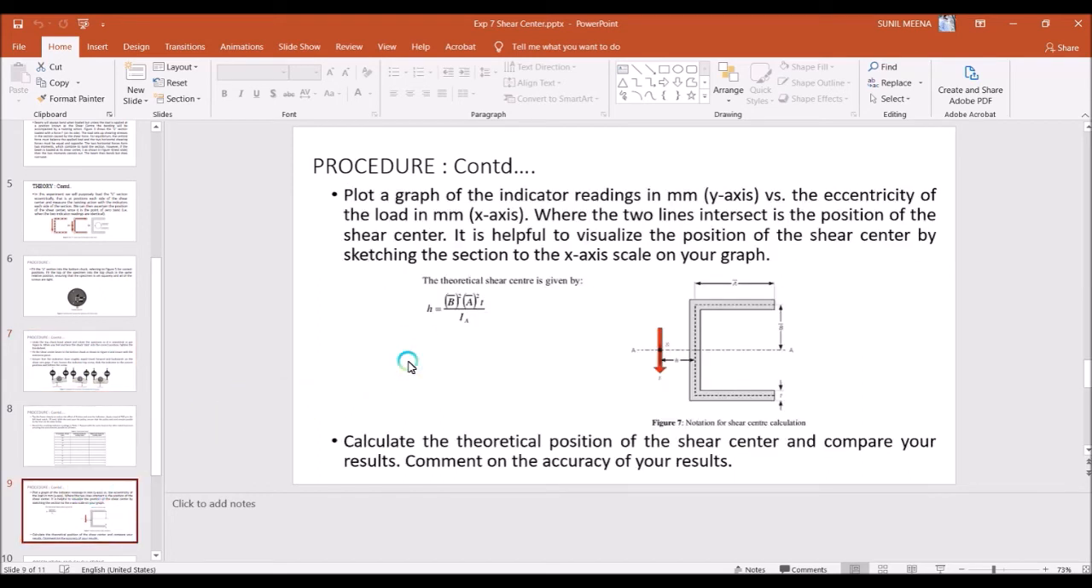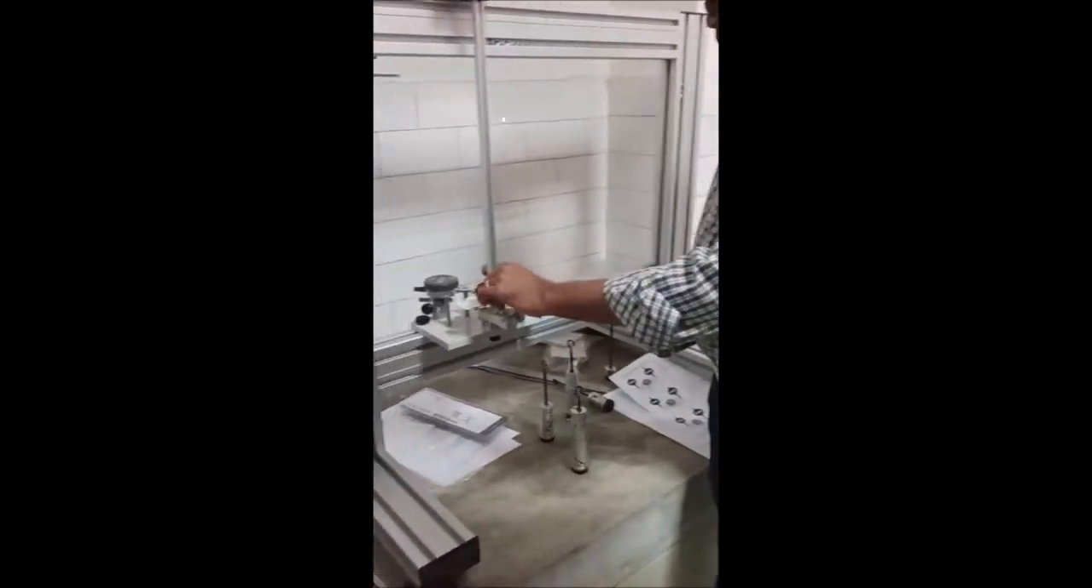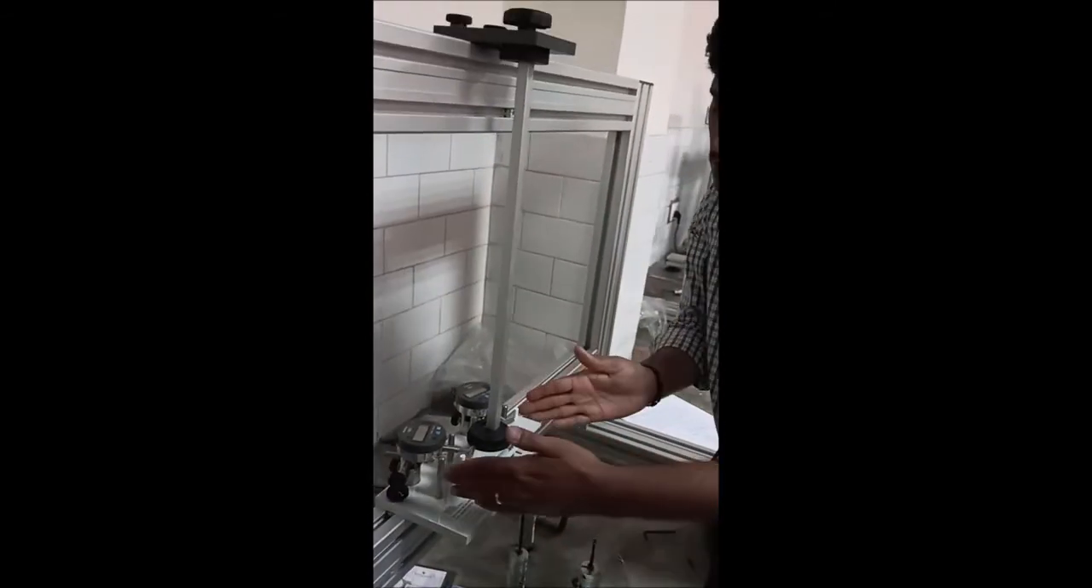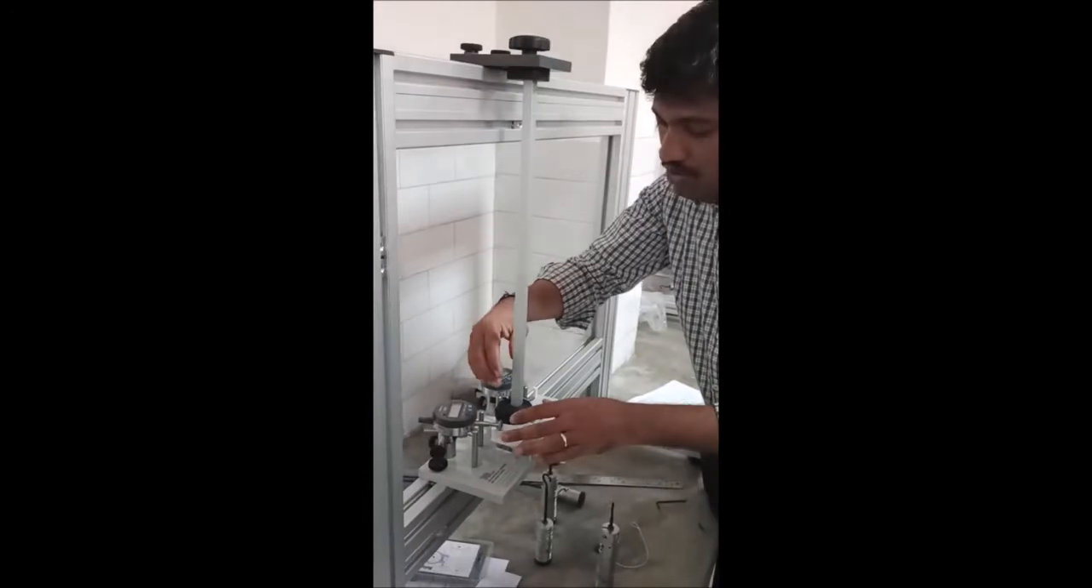So let's go to the lab to see how to determine that in the laboratory. I just set the gauges to 0. Here there are 5 mm steps from the center; the gap from center to center is 5 mm. If I keep my hanger here, this is minus 25 mm away from the center. This would be at 0 degree, and this is 90 degree.